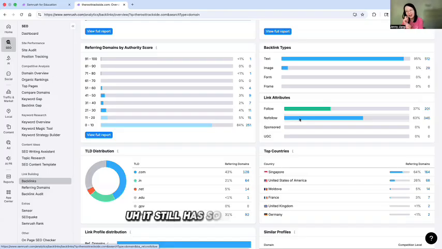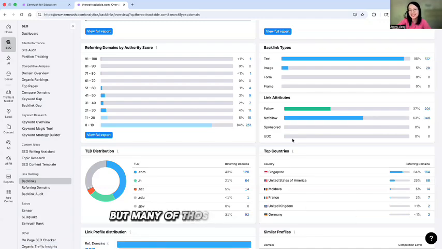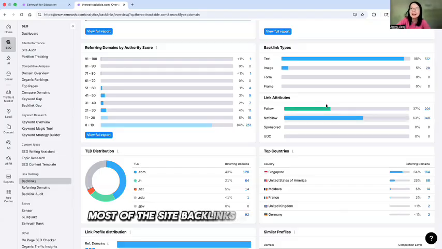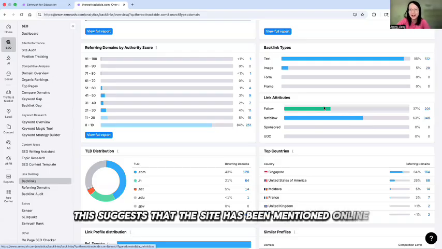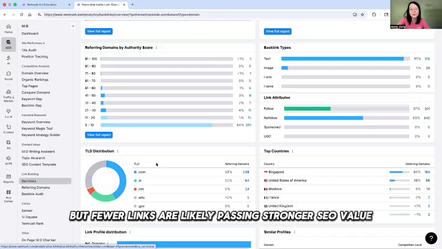It still has some indirect value. That means the site is being mentioned online, but many of those links are no follow. So what you can report here is an interesting short story: most of the site's backlinks are no follow links, while a smaller number are follow links. This suggests that the site has been mentioned online, but fewer links are likely passing stronger SEO value.